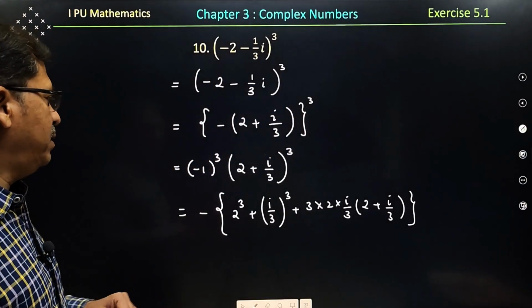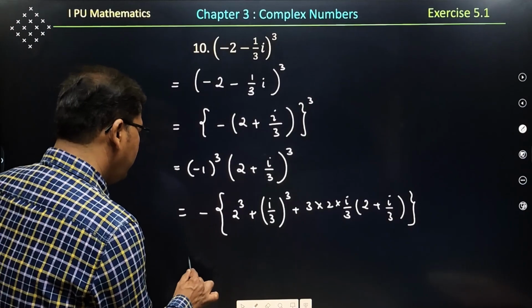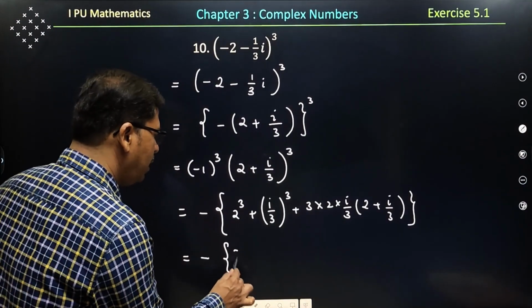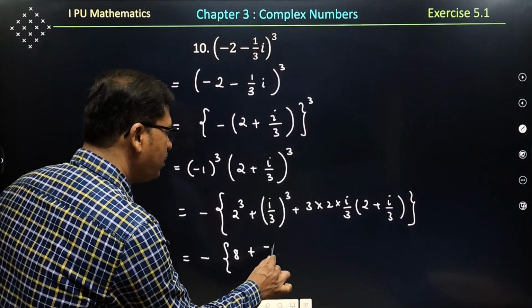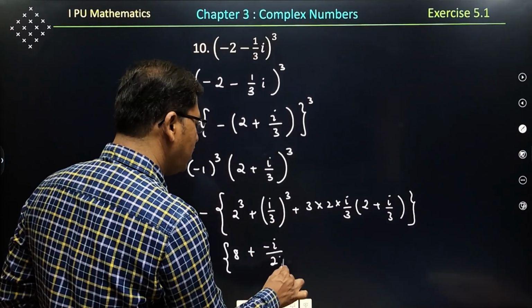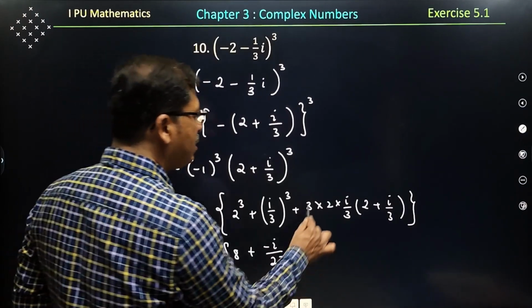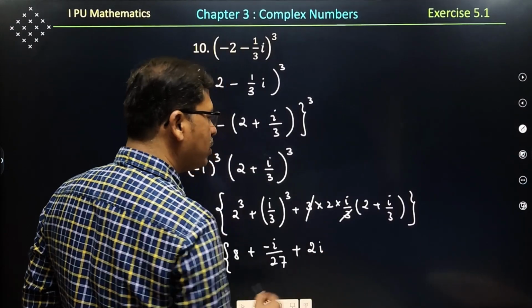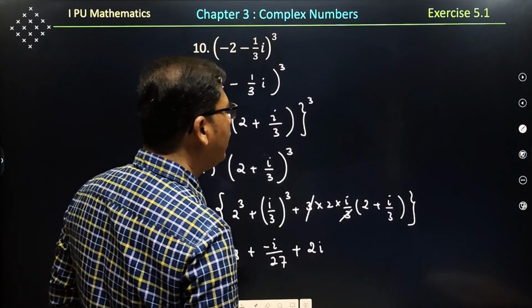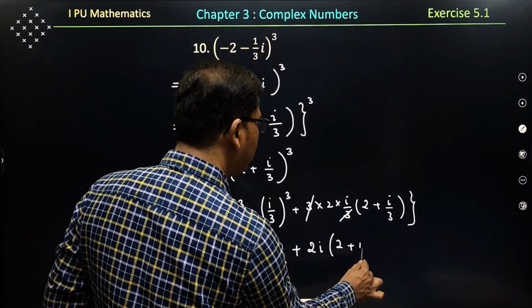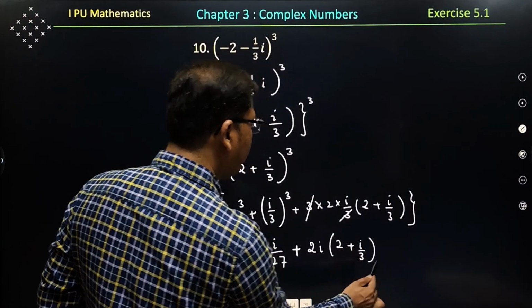Let us simplify this. Minus sign you write as a whole outside. 2 to the power 3 is 8. i cube value is minus i. 3 to the power 3 is 27. And then this 3 and 3 can be eliminated. Plus 2i into bracket 2 plus i by 3.